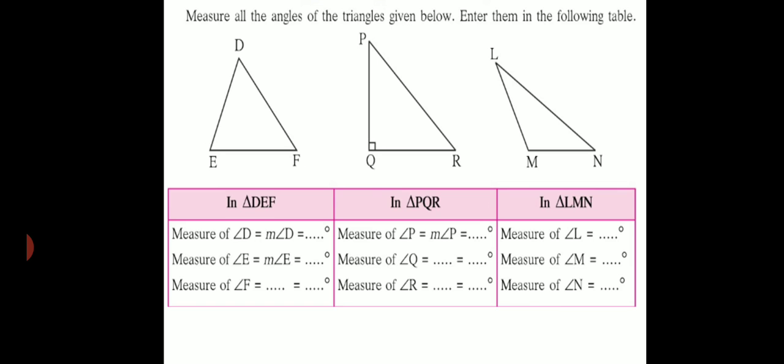Once you measure the angle, then you are going to write them down in the table that is given below. Like in the first column, they have given you measure of angle D is equal to measure of angle T, which is equal to dash degrees. Now here on the screen you can see no degrees. Why? Because you need to measure, children.